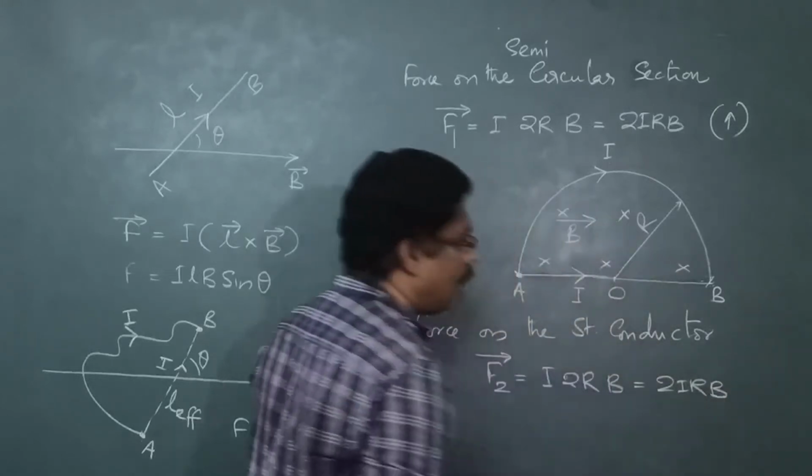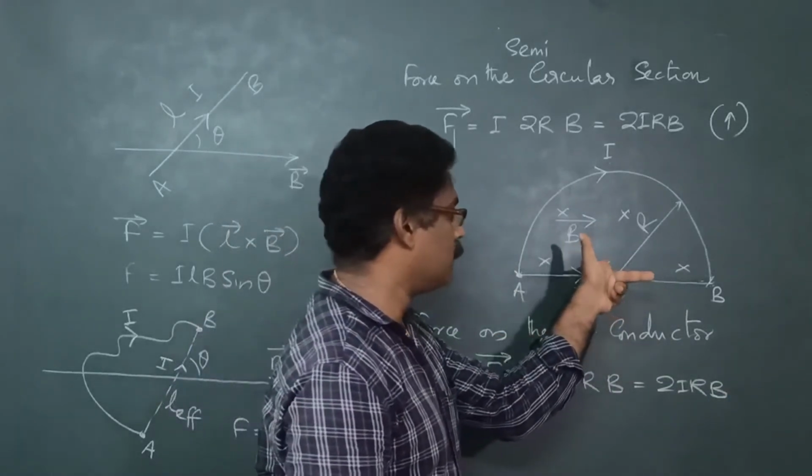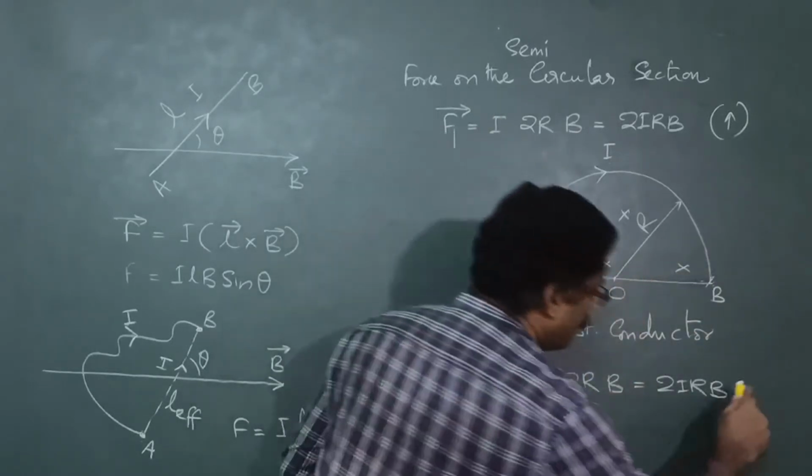2IRB. Again you have to find the direction by using Fleming's left hand rule. Magnetic field is perpendicular inward. Current is in this direction. So force is again upward direction.